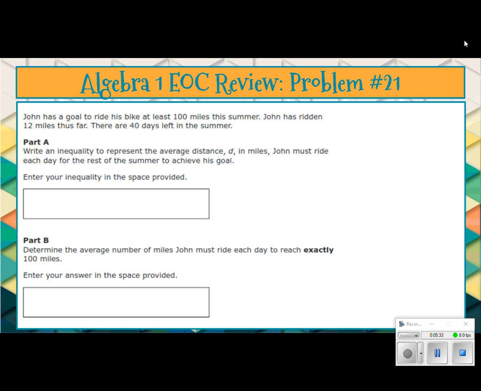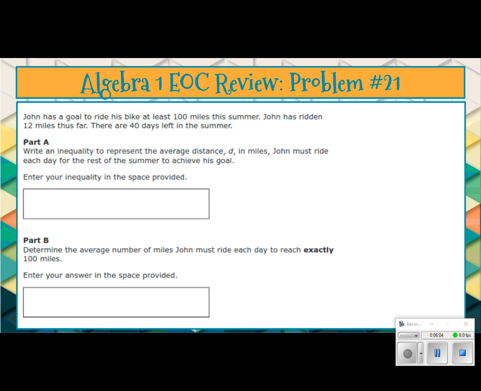All right, 21. Now this one only has two parts, so it's okay. John has a goal to ride his bike at least 100 miles this summer. John has ridden 12 miles thus far. There are 40 days left in the summer. Write an inequality to represent the average distance, D. They give you a variable. You have to use that variable. In miles, John must ride each day for the rest of the summer to achieve his goal.